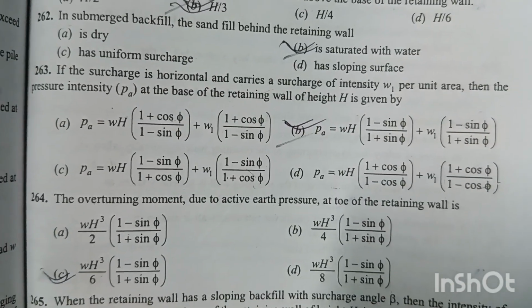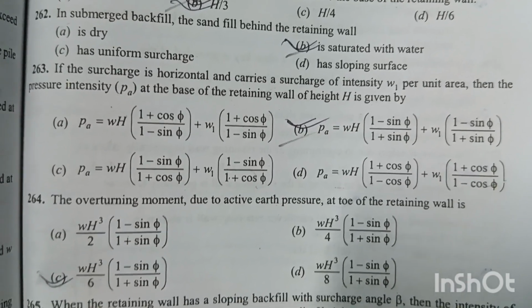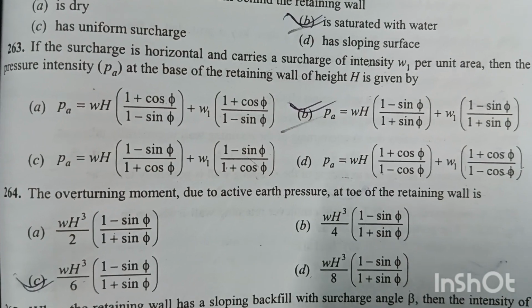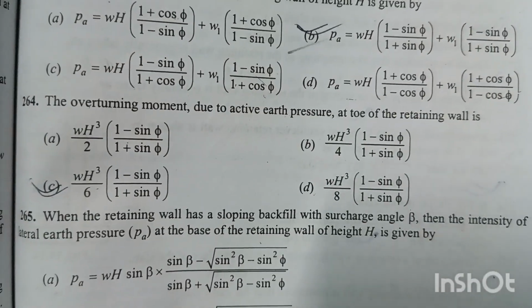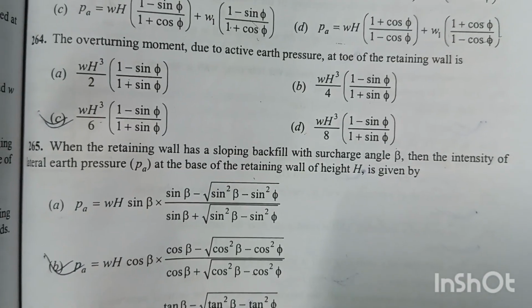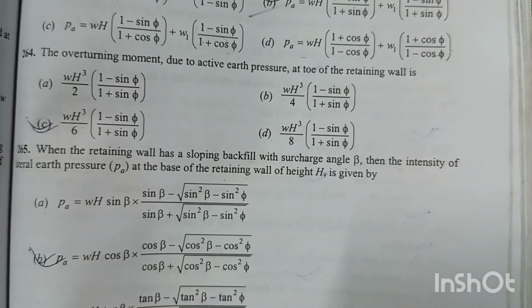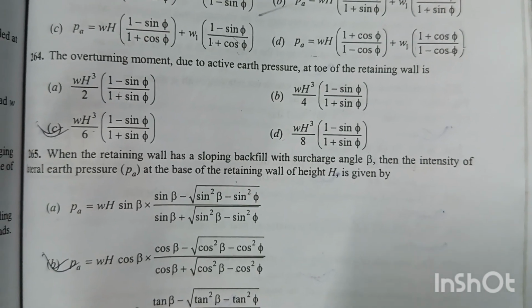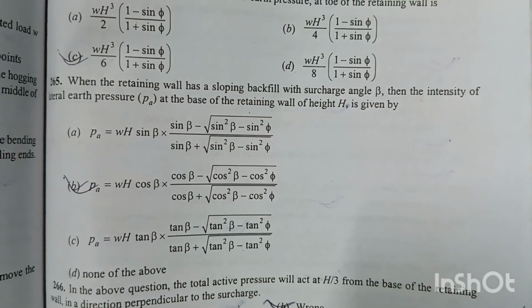Question number 264. The overturning moment due to active earth pressure at toe of the retaining wall is. Option C is the right answer. w h cube by 6 into (1 minus sin phi) by (1 plus sin phi). Question number 265. When the retaining wall has a sloping backfill with surcharge angle beta, then intensity of lateral earth pressure Pa at the base of the retaining wall of height h is given by. Option B is the right answer.